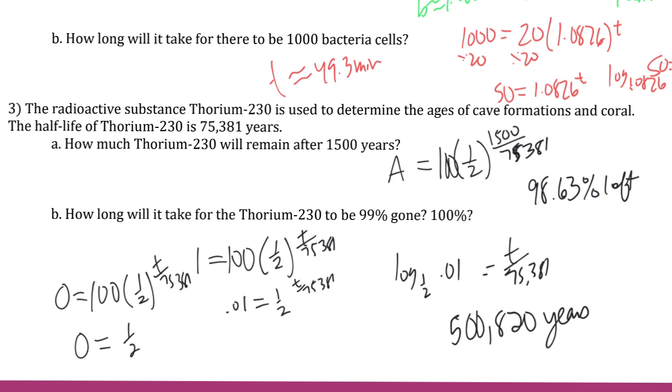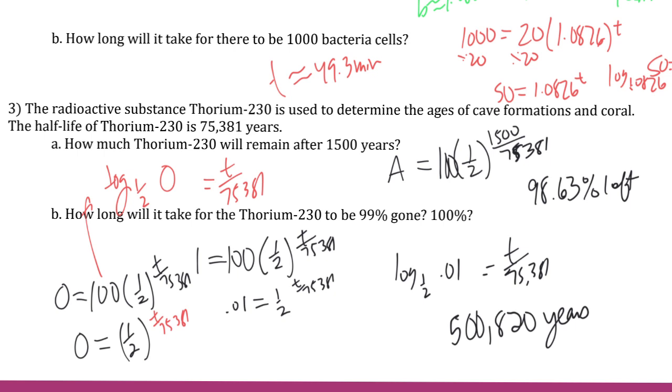And then if we change the forms, I'm going to switch colors so you can find it. So I'm going to move up here. We got t over 75,381. So we'd go log of 1/2 to the t over 75,381 equals 0. Wait, that's not possible. Okay, you can't take the log of 0. Log base 1/2 of 0, that will give you an error.